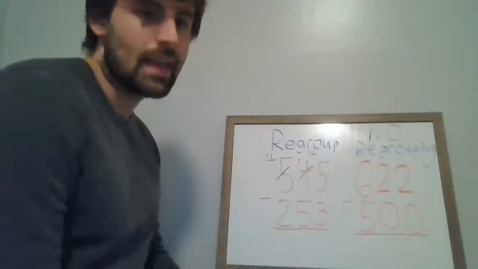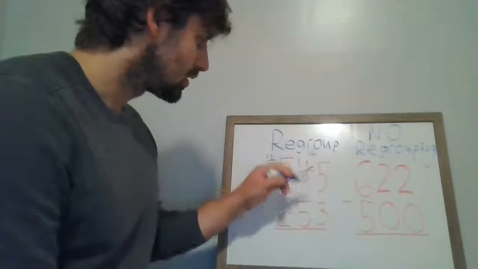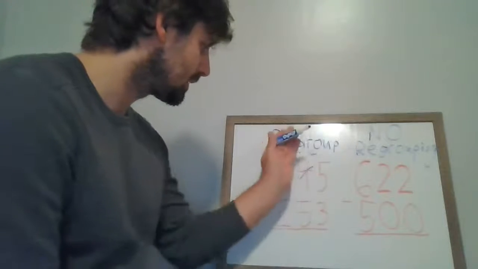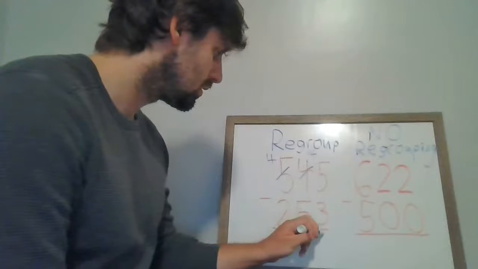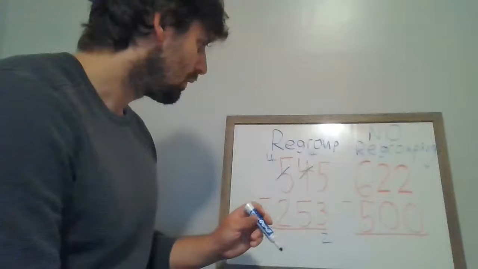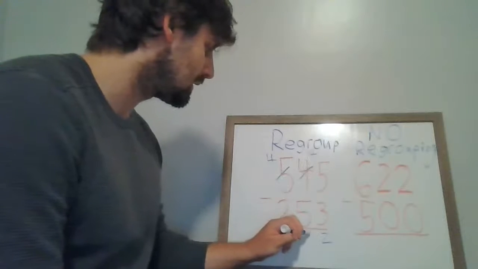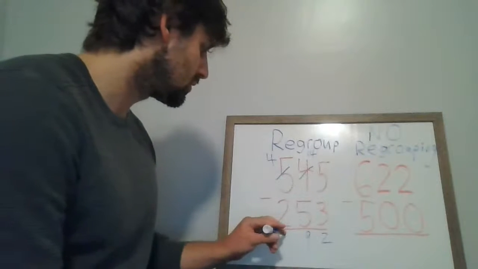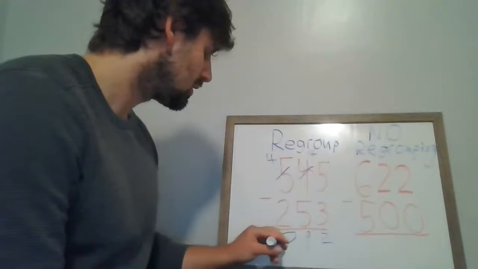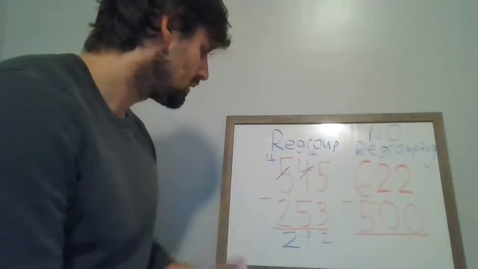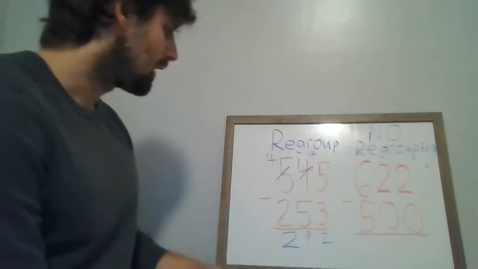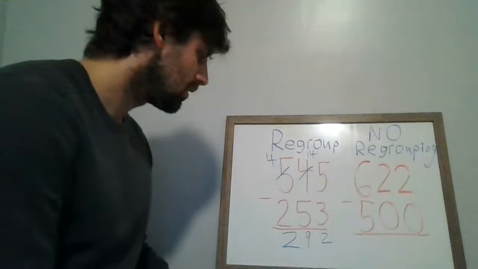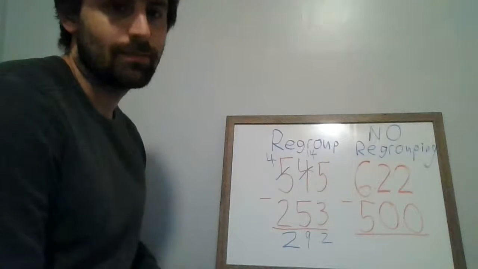All right, now we can get into the actual subtraction. 5 minus 3 equals 2. 14 minus 5 equals 9. 4 minus 2 equals 2. And my answer is 292.